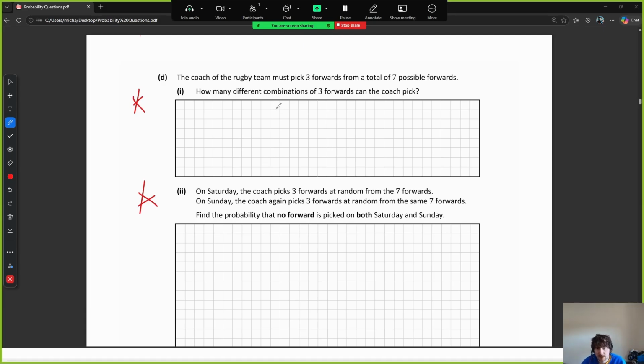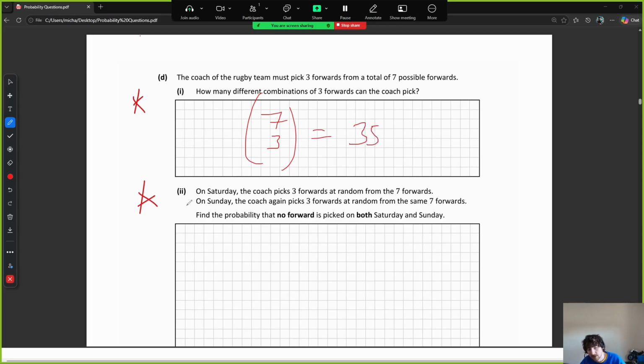So this first one's pretty easy. This is just like, how many ways are there of picking 3 people from 7? It's 7 choose 3. It's a nice, easy question. But then the next part will probably take a little bit of thinking, as it usually goes.